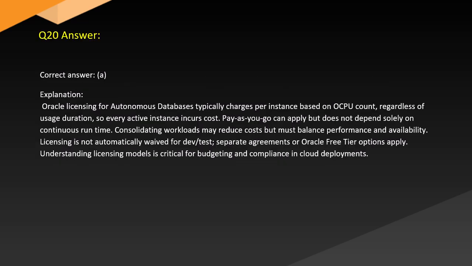Answer. Correct answer: A. Explanation. Oracle licensing for autonomous databases typically charges per instance based on OPU count regardless of usage duration, so every active instance incurs cost. Pay-as-you-go can apply but does not depend solely on continuous runtime. Consolidating workloads may reduce costs but must balance performance and availability. Licensing is not automatically waived for DevTest. Separate agreements or free tier options apply. Understanding licensing models is critical for budgeting and compliance in cloud deployments.